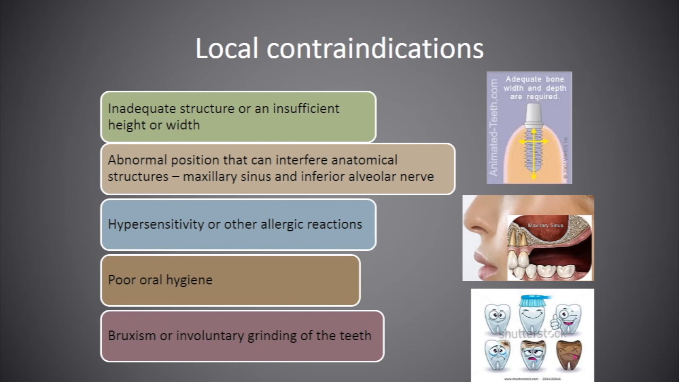Important anatomical structures, such as the maxillary sinus and the inferior alveolar nerve, may have an abnormal position that can interfere with the dental implants. Adjunctive surgical procedures have to be performed before the placement of dental implants to increase the amount of bone so that more bone is available to support the implants. Other local contraindications include hypersensitivity to implant material, poor oral hygiene, and bruxism.